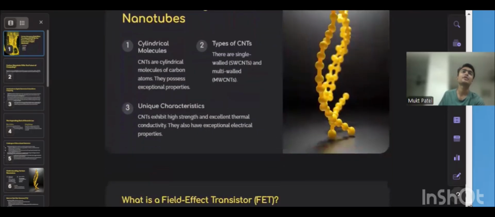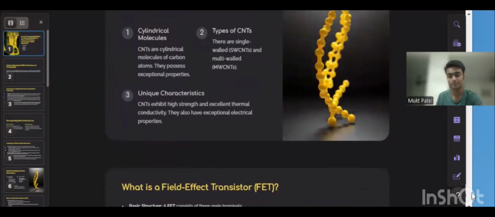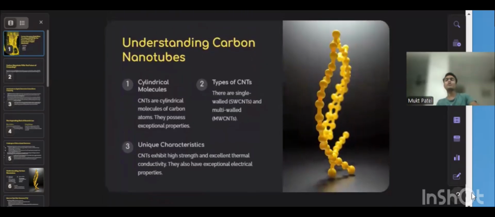Here's understanding carbon nanotubes. First is cylindrical molecules, second is types of CNTs, and third is unique characteristics of it. Cylindrical molecules, as the figure shows, CNTs are cylindrical molecules of carbon atoms. They possess exceptional properties. As you can see, the cylindrical shape of the carbon nanotubes. Types of CNTs: there are single-walled and multi-walled. And unique characteristics. CNTs exhibit high strength and excellent thermal conductivity. They also have exceptional electrical properties.